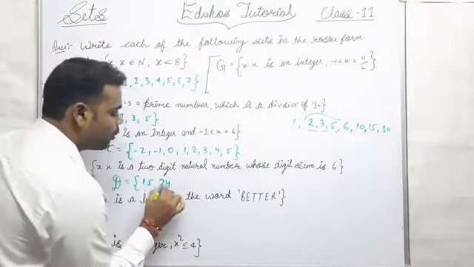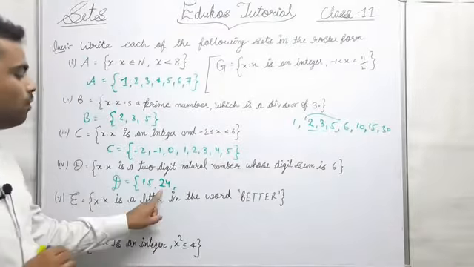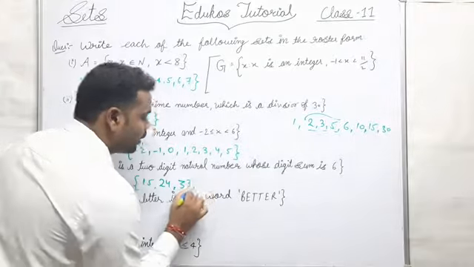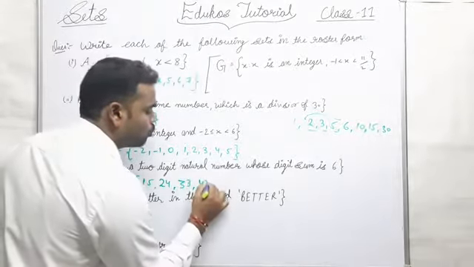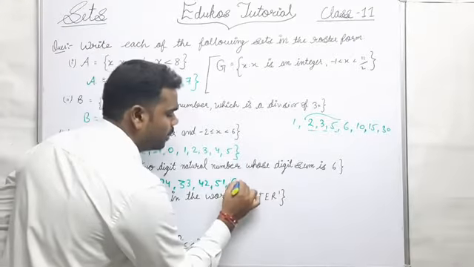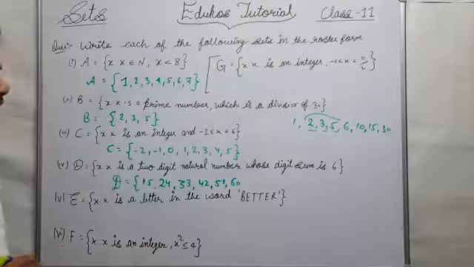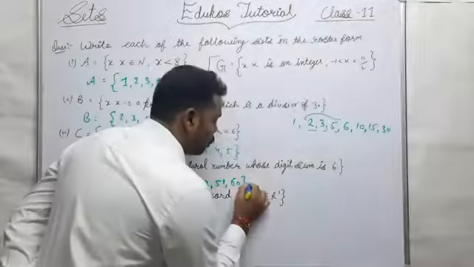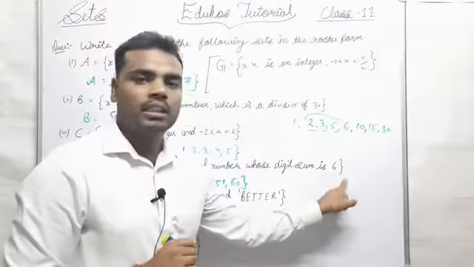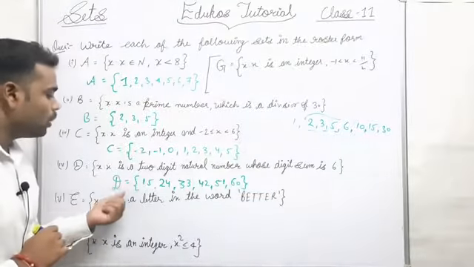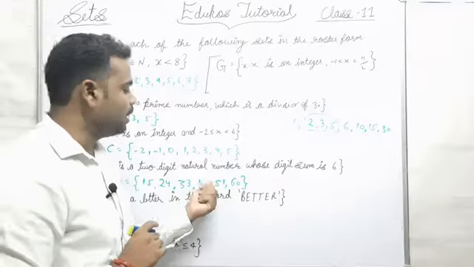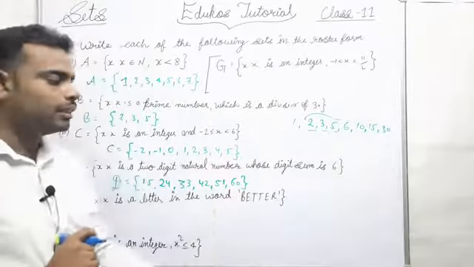24, when we add it, it also gives us 6. 33, the sum is 6. 42, the sum is again 6. 51, the sum is again 6. 60, the sum is again 6. So this is the collection of the set whose digit sum is 6. Okay, so the elements in D are 15, 24, 33, 42, 51 and 60.